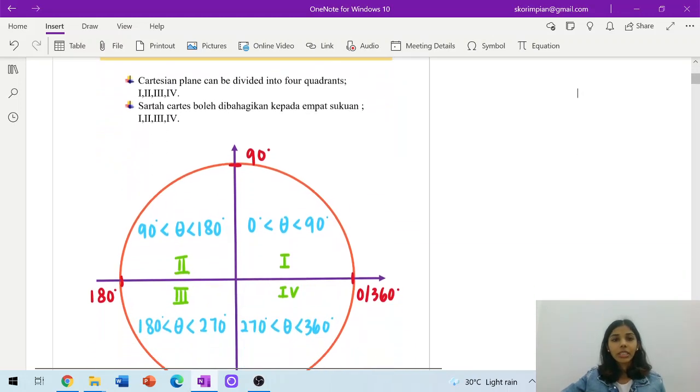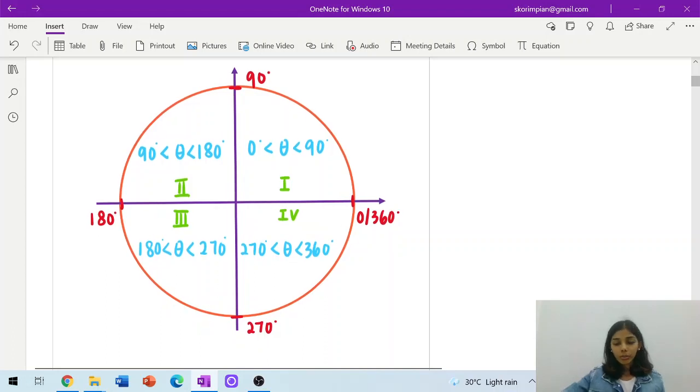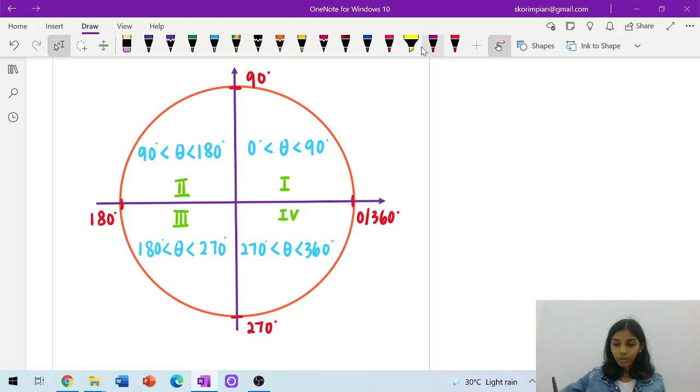You all can see a Cartesian plane here. So kalau kamu tengok, there are 4 quadrants here. How do you know it's 4 quadrants? First, your first quadrant is between 0 to 90, antara 0 hingga 90. Your second quadrant is between 90 to 180. Third one is between 180 to 270, and the final one is between 270 to 360.